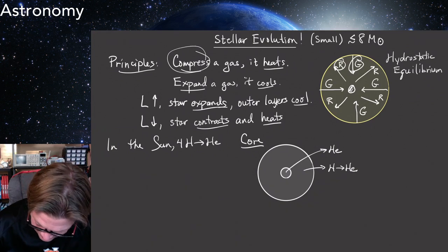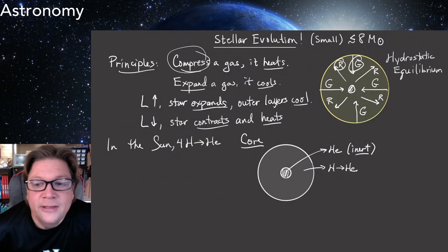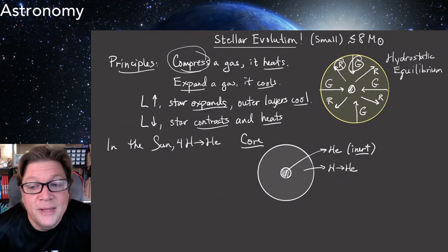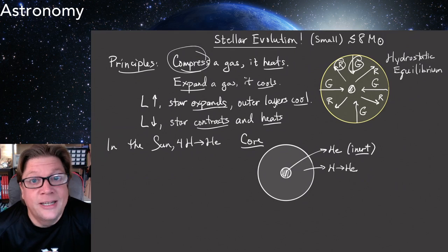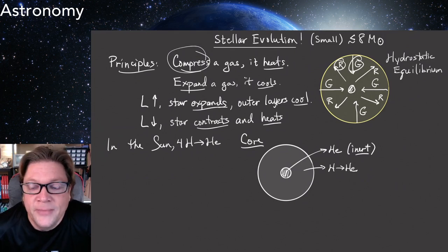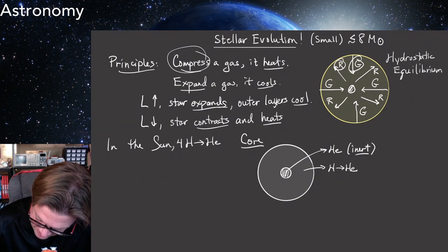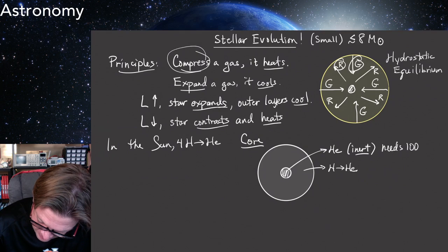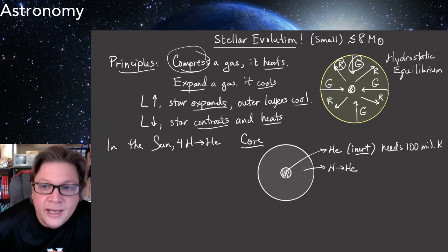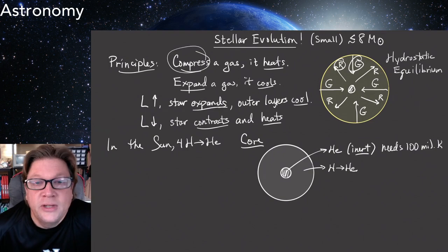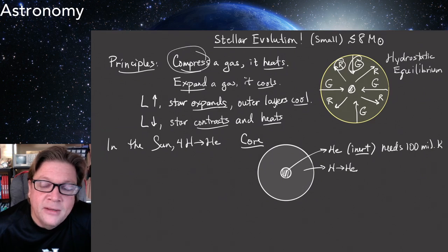But this inner helium core is inert. All I mean by that is it doesn't shine. There's no energy being generated in there. The reason is that it needs to be about 100 million degrees for helium to fuse, and I'll talk about how that happens in a minute.